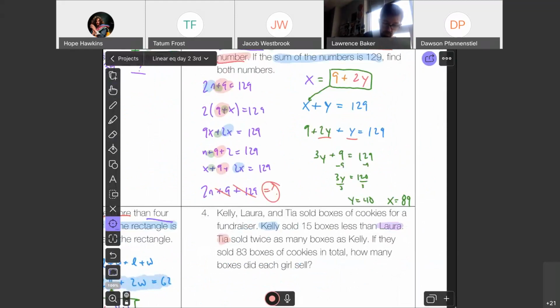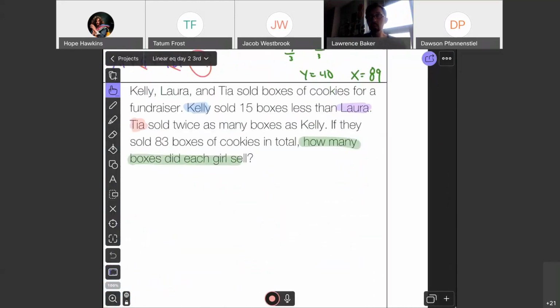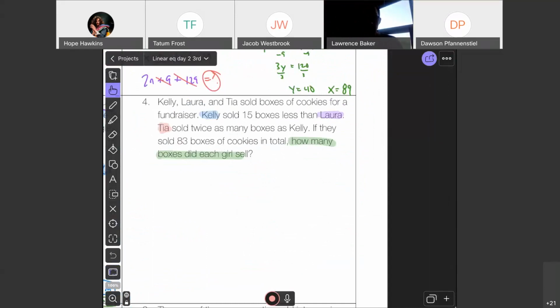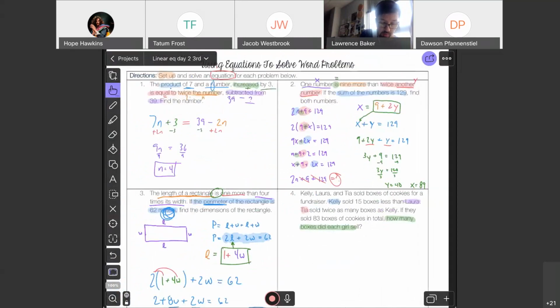The question here is find how much did each girl sell. Well, there's three girls, so I should have three answers. So reading into that, there are three things we need to find here, not two, not one. Knowing that, we need to write three equations. If I had one number to find, I need one equation. We had two numbers to find, we wrote two equations. We had two dimensions to find, we wrote two equations. So we need to write three equations.